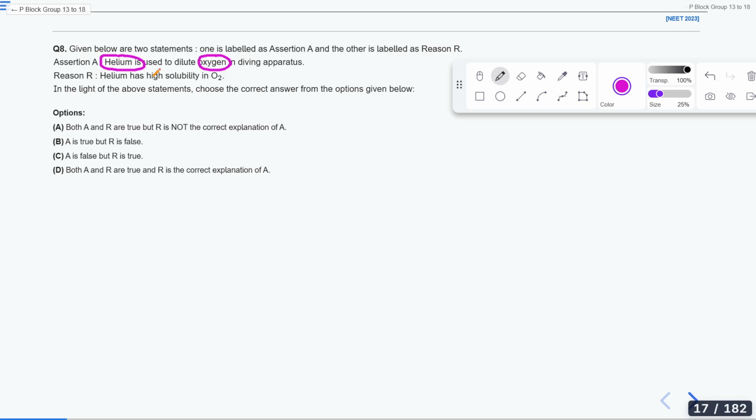Why is it so? Because as the scuba diver goes deep into the ocean, the pressure of the atmosphere increases. You know it very well that if you go below the sea level, then the atmospheric pressure increases, and if you go to a higher altitude, then the atmospheric pressure decreases. So as he goes down the ocean, the pressure increases, and as a result of this, more oxygen gets dissolved into the blood.